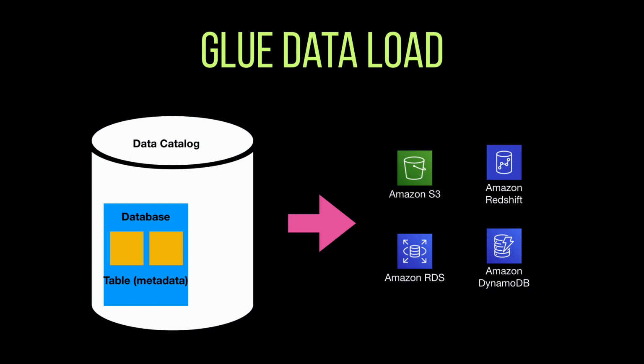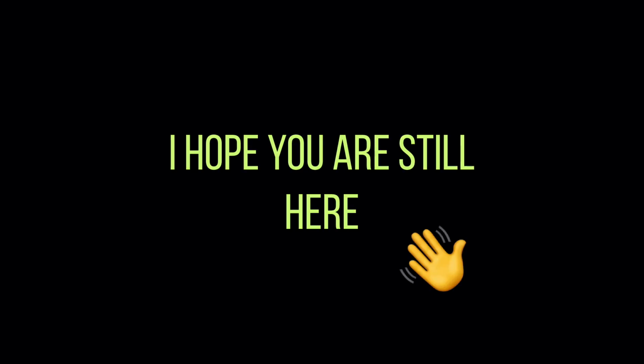And finally, we have the data load, and this basically will store all the data from the transformation into the defined table in the data catalog. Now you can have that data in whatever destination you want, in S3, Redshift, RDS, or Dynamo, and then you can do some kind of analysis. So I hope you are still there after all this information. Now it's time to see how Glue works in the console and the demo, and maybe you will understand a little bit more what we are going to do here.